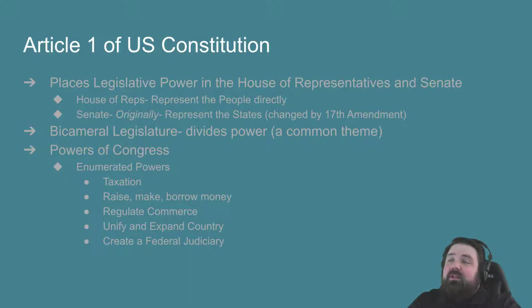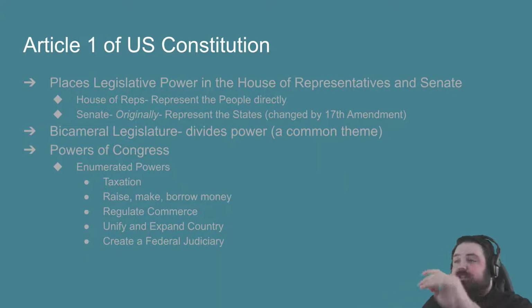Congress was also granted the ability to unify and expand our country. So this includes things like making roads, adding new states, creating a postal service, right? Any sort of thing that helps to bring our country together and make it a larger country. Those powers are granted to Congress. And also, in relationship to one of the other branches of government, Congress is granted the ability to create the federal judiciary. As we'll see in a couple of modules, the judiciary itself in Article 3 of the Constitution only refers very strictly to a Supreme Court. So instead, power is granted to Congress to create this federal judiciary.